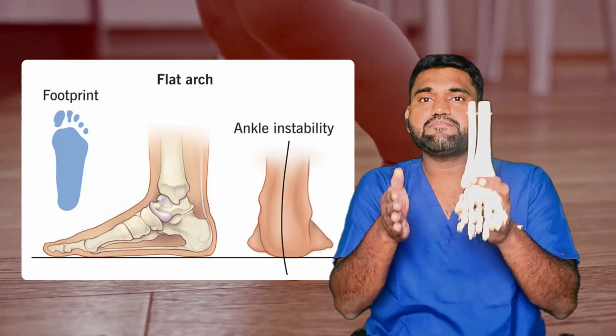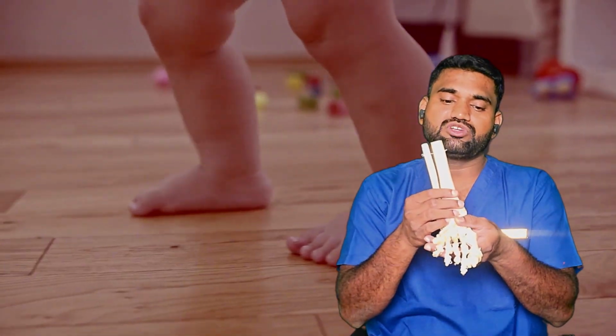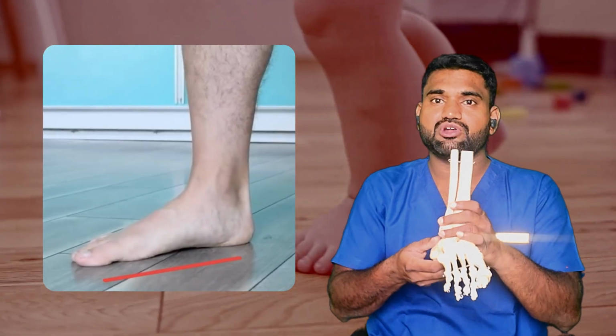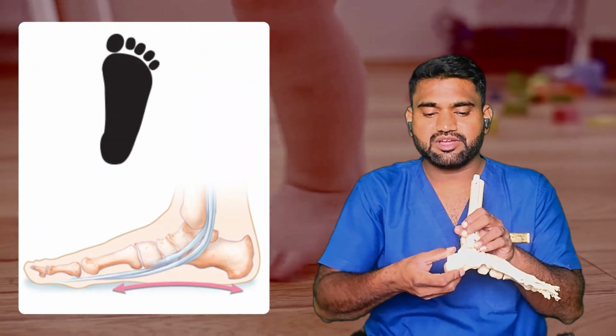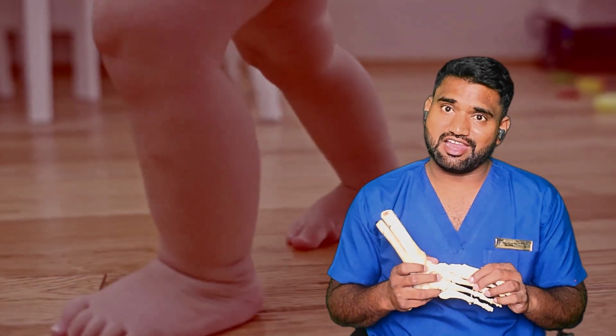So there is an imbalance of muscles in the foot and the ankle. With that, the foot completely gets flattened and there is something called pronation. The calcaneum completely goes laterally like that. That is called pronation. So this happens in flexible flat feet. So what happens in rigid flat feet?